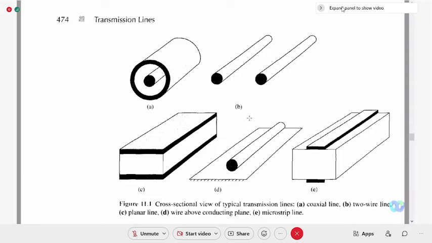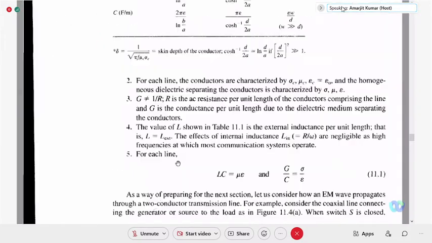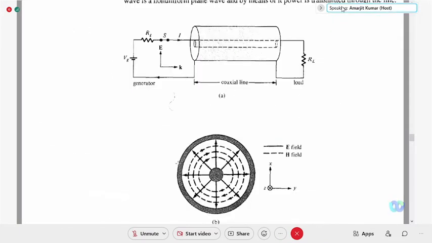If we apply some plus V voltage to the inner conductor, the potential of the inner conductor is positive with respect to the outer conductor, which is grounded. What will be the direction of electric field? Plus charge to minus charge, as in the parallel plate capacitor, if you remember. So the electric field will be from this plus to minus, radially outward. It is shown here.